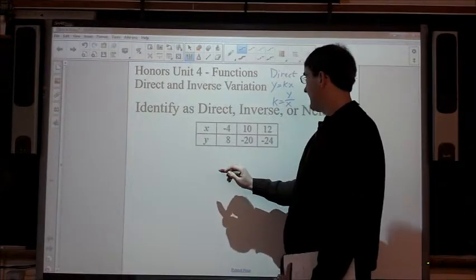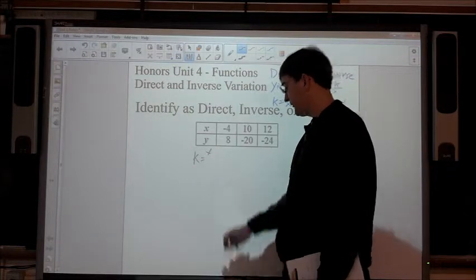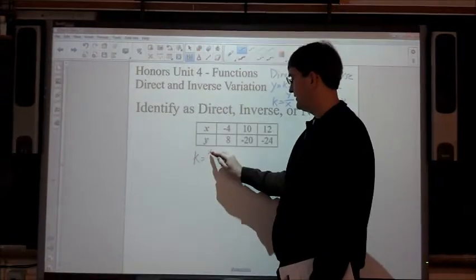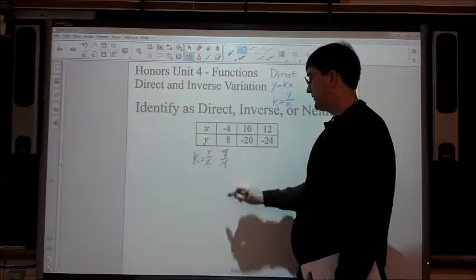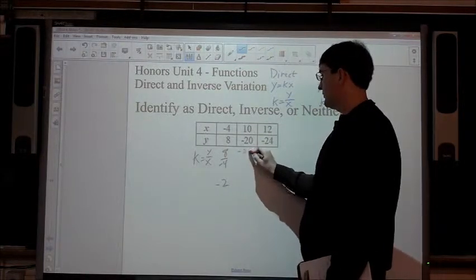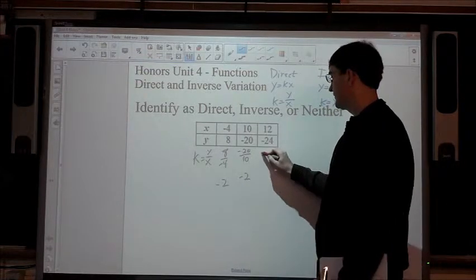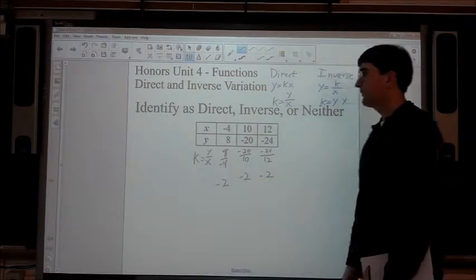K is equal to y divided by x. K equals y divided by x. So we have 8 divided by negative 4, which is negative 2. And then I have negative 20 divided by 10, which is negative 2. And I have negative 24 divided by 12, which is negative 2.